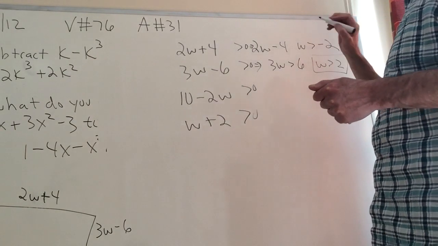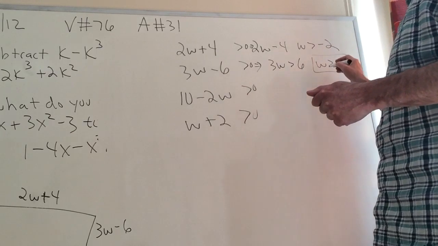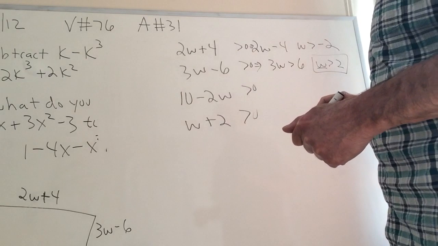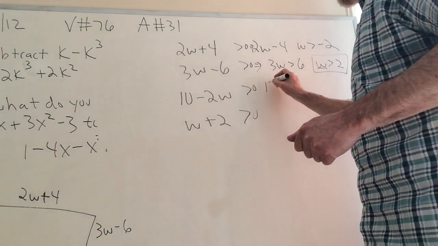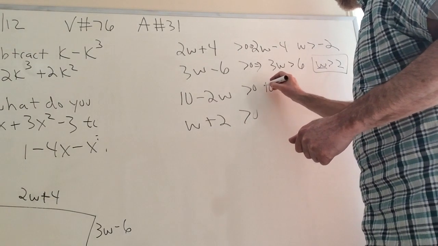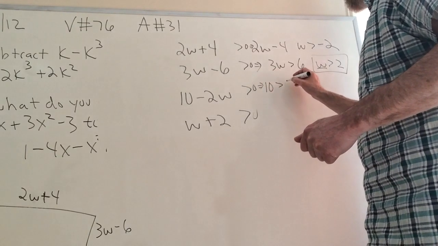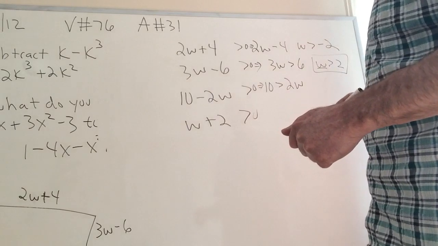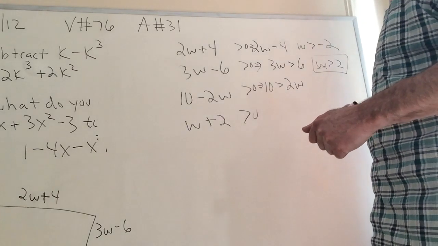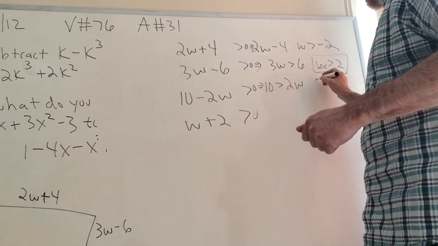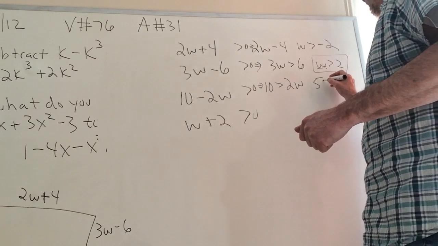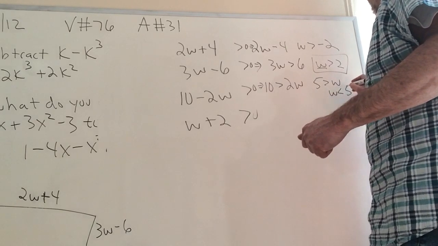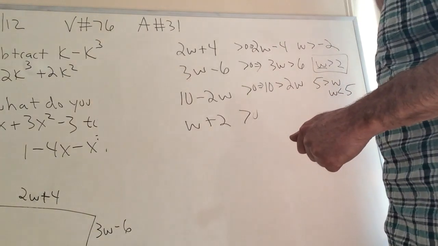Because what good does it do to pick w as -2 when it doesn't work here, when w must be greater than 2? And here we go, a little bit of Common Core math. So 10 must be greater than 2w. If I divide both sides by 2, that means that 5 must be greater than w, or just saying it the other way around, w is less than 5.